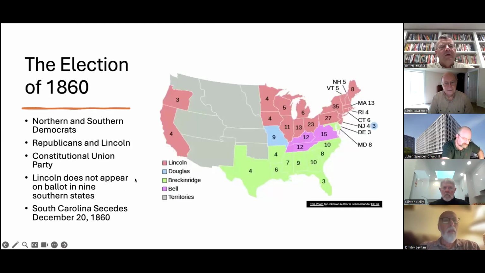The election of 1860, and I put a copy of the electoral map that you can see there, is a mishmash of candidates actually running. And what you see there, Lincoln, Douglas, Breckinridge, and Bell, are the four representatives of the parties that are running at that time. Lincoln, obviously being a Republican, Douglas was the Northern Democrat, Breckinridge, the Southern Democrat, and then Bell, who was a candidate running on the Constitutionalist Union Party, who's kind of a third party candidate, more or less.